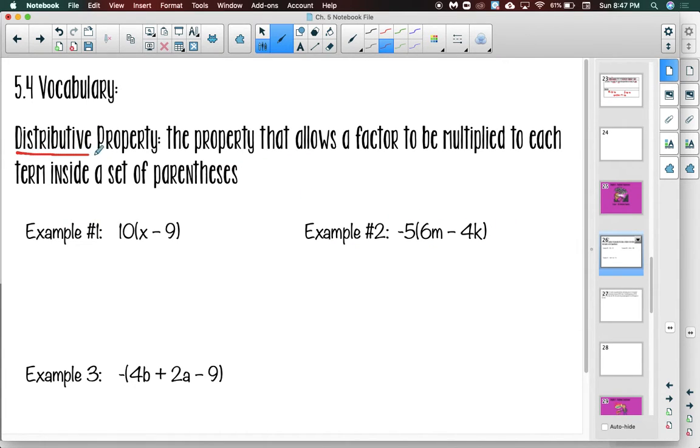We'll start with the term the distributive property, and the distributive property is the property that allows a factor to be multiplied to each term inside a set of parentheses. So basically what that means, if we look at example 1 right here, we're going to have a number outside a set of parentheses touching the parentheses, which you know that means that we're going to be multiplying. And then we have this set of parentheses with a problem or even 2 or 3 problems inside. This property allows us to multiply that number into those parentheses.